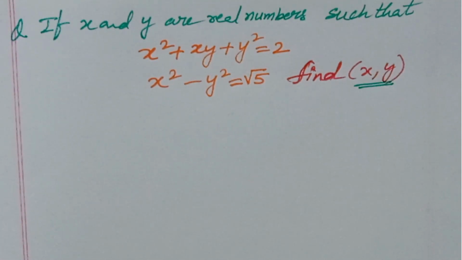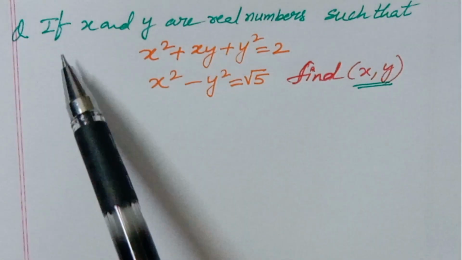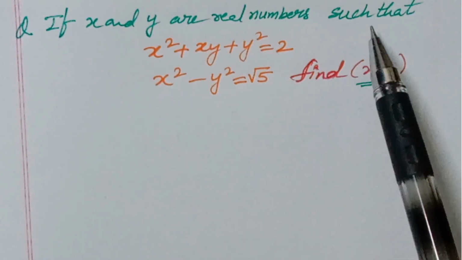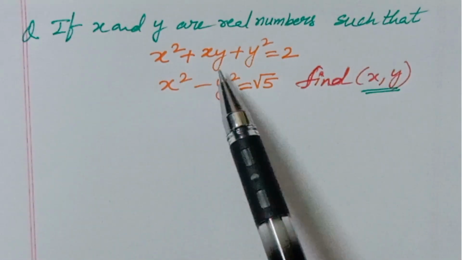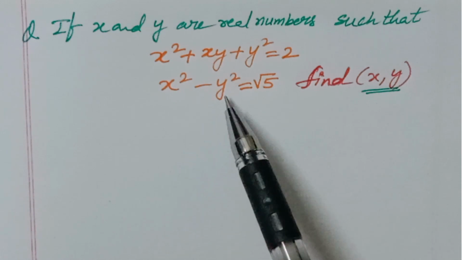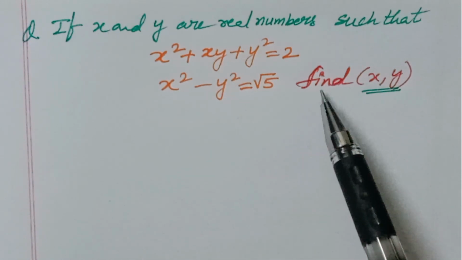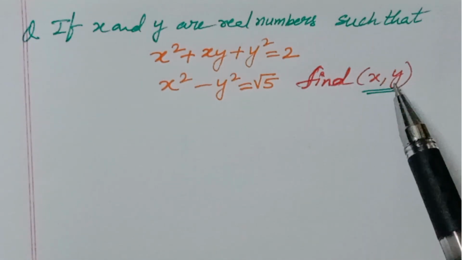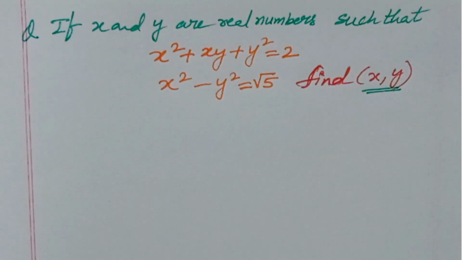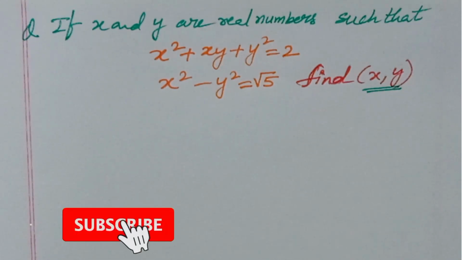Today we'll be looking at a Max 1 Olympiad problem. The question is: given x and y are real numbers such that x square plus xy plus y square equal to 2, and x square minus y square is equal to root 5, find all possible values of x and y. Before starting, pause the video and try it.